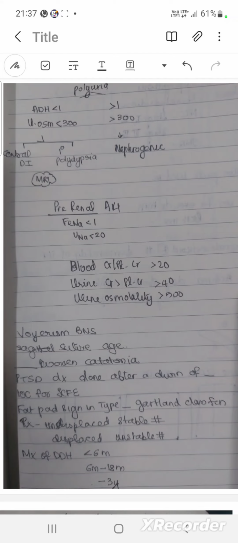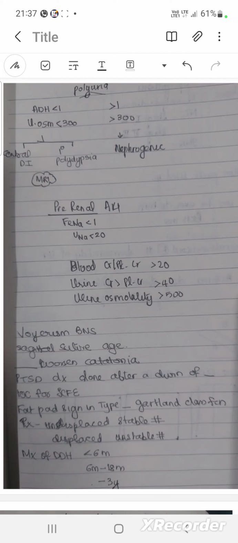Pre-renal AKI: fractional excretion of sodium less than 1, urine sodium less than 20, blood urea by plasma creatinine more than 20, urine creatinine by plasma creatinine more than 40, urine osmolality more than 500. So it's easy to remember: less than 1, less than 20, more than 20, more than 40, more than 500.